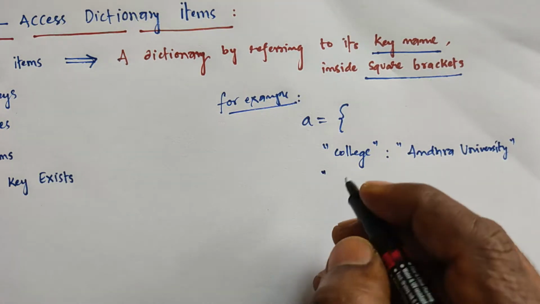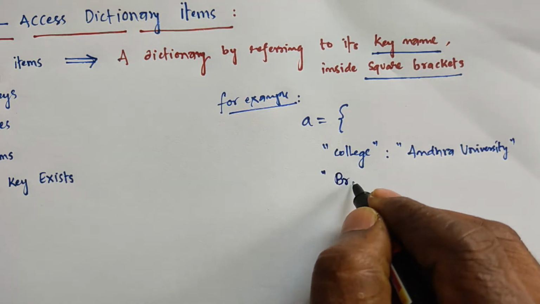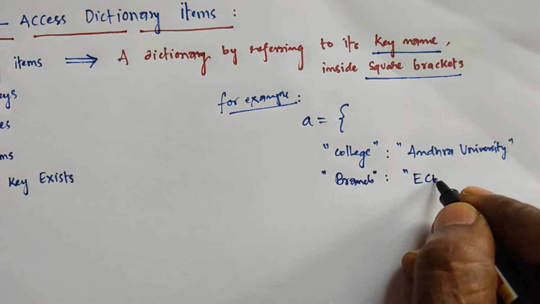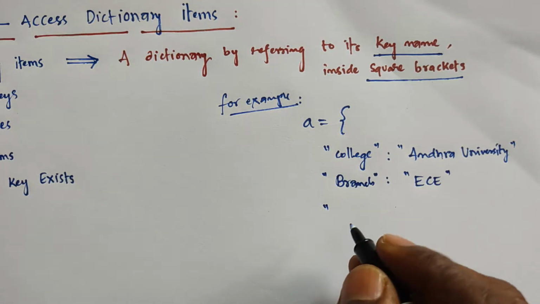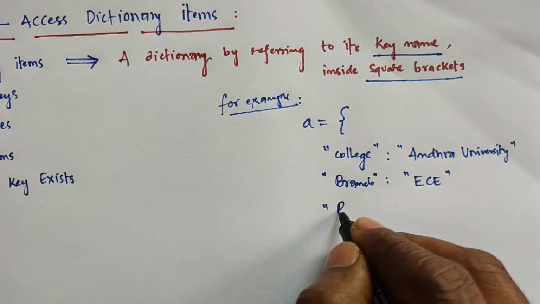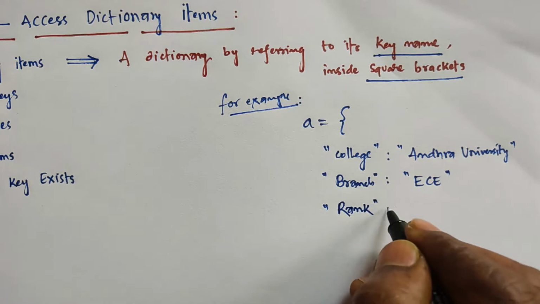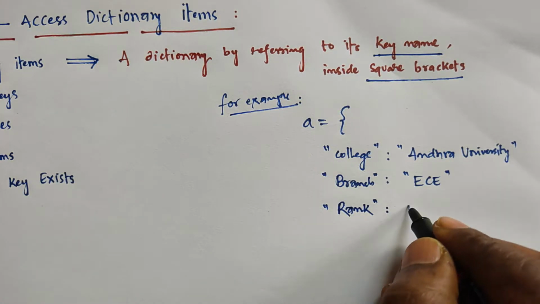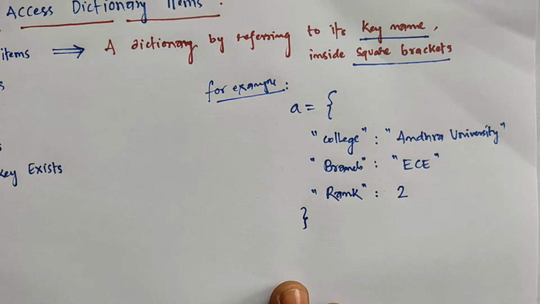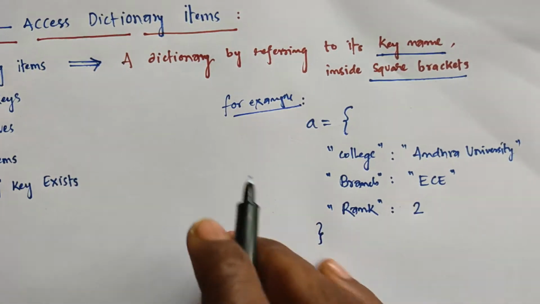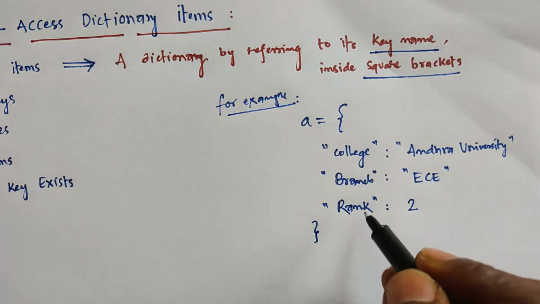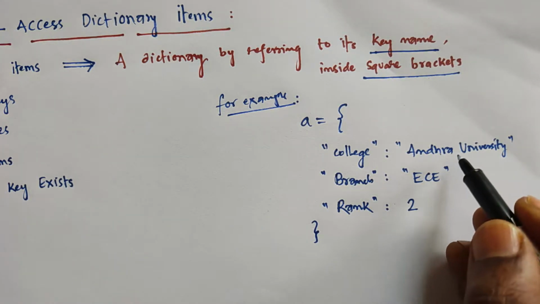Then you can take branch, which is ECE. The next one is rank, which is the actual second rank. After that you close the dictionary. What is the meaning of this access item? To access them, college, branch and rank are the keys, and the right side values are the key values.